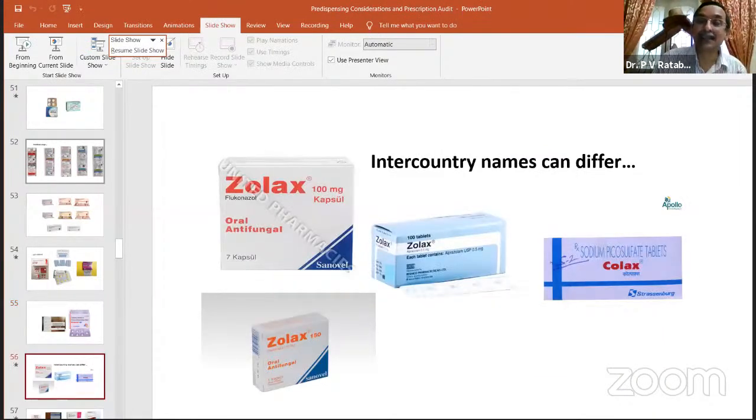And this is another dangerous thing. Inter-country names can differ. If a foreigner comes to you and asks for Zolex, Zolex in his country will be fluconazole. So there is every likelihood you will give Zolex available in your pharmacy, which is alprazolam. And I know one patient who was prescribed Zolex in India, and he was given Colex. Colex is sodium picosulfate for constipation. So instead of sleeping, he must have gone 1,000 times in the toilet.